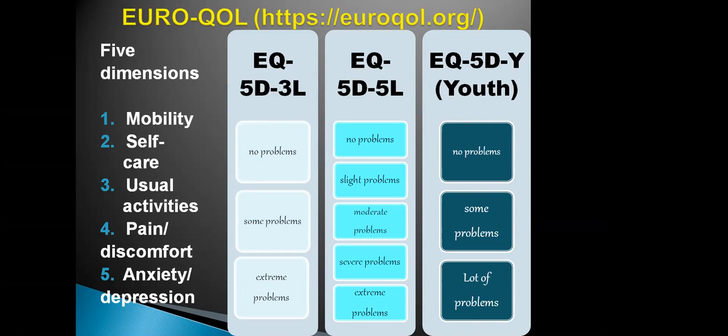So 5D-3L was introduced in 1990 by the EuroQol group, and the levels are no problem, some problem, or extreme problem. Apart from this, a VAS score is also there for patient self-rated health on a vertical visual analog scale. Another is the 5D-5L, developed by the EuroQol group in 2009. It tests these 5 dimensions on 5 levels: no problem, slight problem, moderate problem, severe problem, and extreme problem. And the third is the 5D for youth. This was introduced again in 2009, and again there are 3 levels: no problem, some problems, and lots of problems.